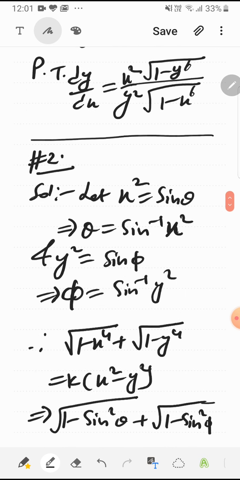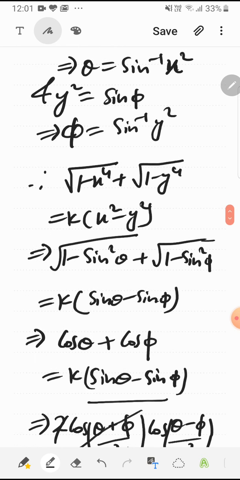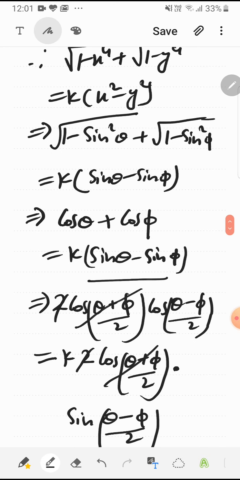It is the same method. So let us suppose x square is sine theta, so that theta is sine inverse x square, and y square is sine phi, so that phi is sine inverse y square. Now putting these 2 values in the given equation, the given equation becomes under root of (1 minus sine square theta) plus under root of (1 minus sine square phi) is equal to k times (sine theta minus sine phi). Now under root of (1 minus sine square theta) is cos theta, so cos theta plus cos phi is equal to k times (sine theta minus sine phi).